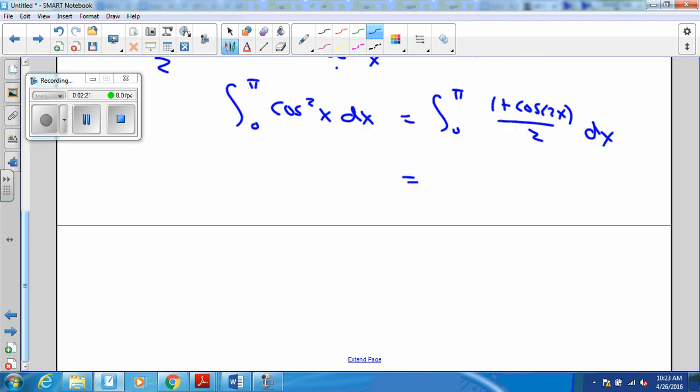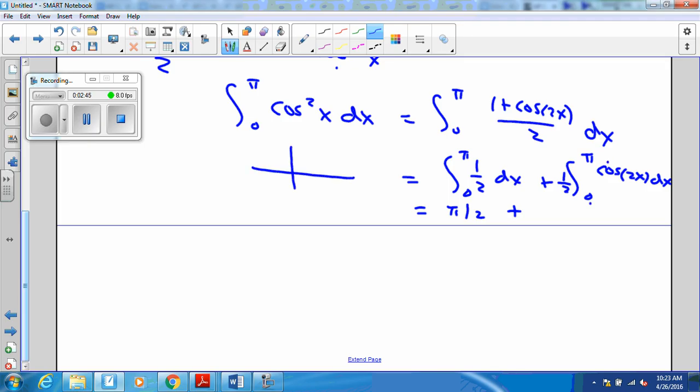And now we go term at a time. The first term is the integral of 1/2 from 0 to pi. And the second term is 1/2 the integral of cosine 2x, also from 0 to pi. This is obviously pi over 2. And this integral right here, because I'm going over one full period of cosine 2x, we get 0.